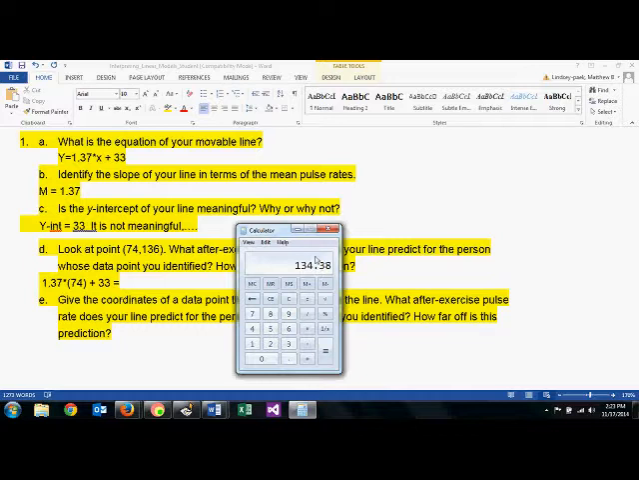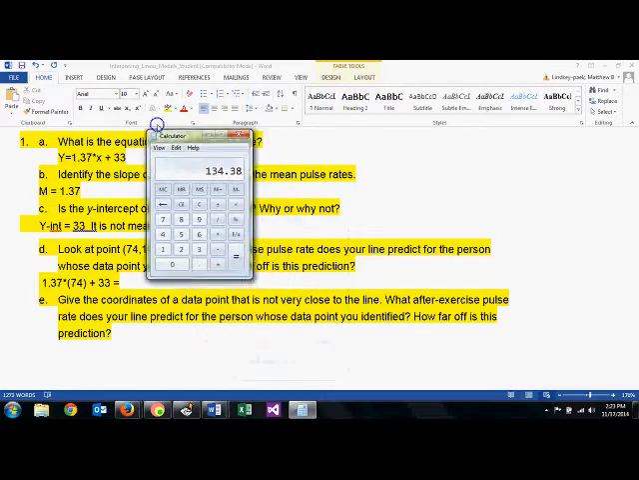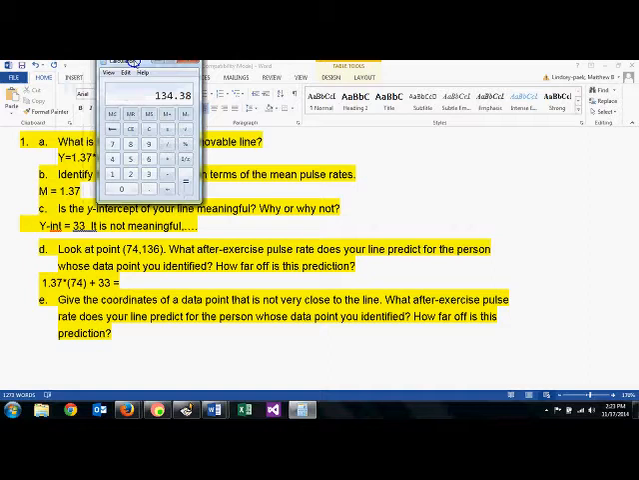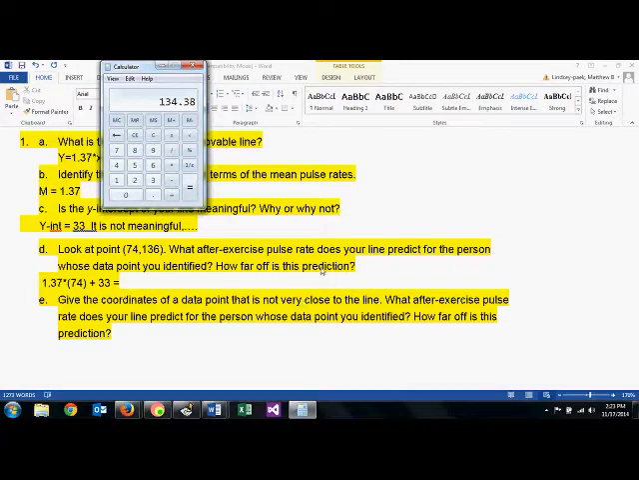Now my question to you is, how far off is the prediction? Do you think that this model that I've identified here is pretty good at predicting the post-exercise pulse? Or do you think the model isn't? That's going to be up to you. But again, when you turn in your work, I want to see your formula, not my formula here.